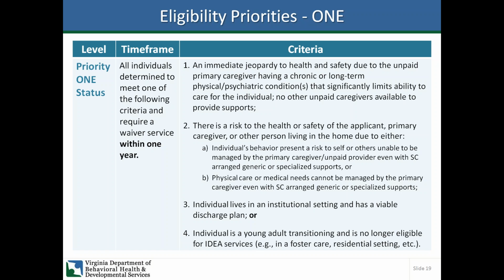And some of these criteria are very similar to the urgent criteria that we used in the ID waiver in the past. So the idea of an immediate jeopardy to the health and safety of the individual due to their primary caregiver basically having some physical or psychiatric conditions that are limiting their ability to care for them. That's very similar to the wording in the current urgent needs criteria.